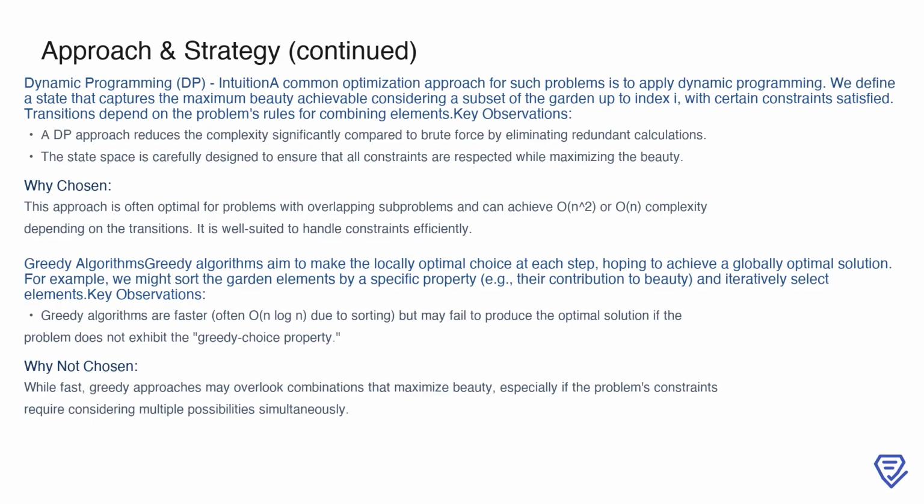On the other hand, greedy algorithms were also considered. These rely on making locally optimal choices, for example, by sorting elements based on their contribution to beauty and selecting them iteratively. While this method is faster, often n log n, it lacks the guarantee of finding the globally optimal solution because the problem may not satisfy the greedy choice property. As such, while computationally efficient, greedy algorithms are not suitable for problems requiring a more comprehensive exploration of combinations.